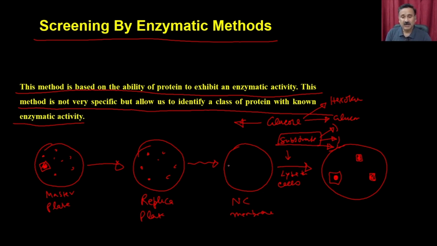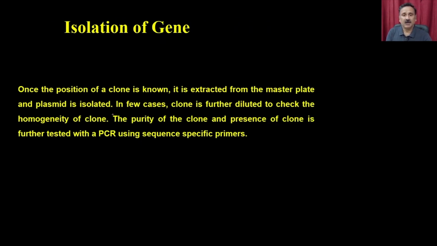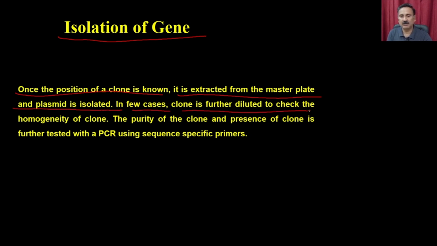And once you have screened and decided that this is the clone you have to isolate, you have to perform multiple steps to isolate this particular clone. So how are you going to isolate the gene? Once the position of a clone is known, it is extracted from the master plate and the plasmid is isolated. In a few cases, the clone is further diluted to check the homogeneity of the clone.